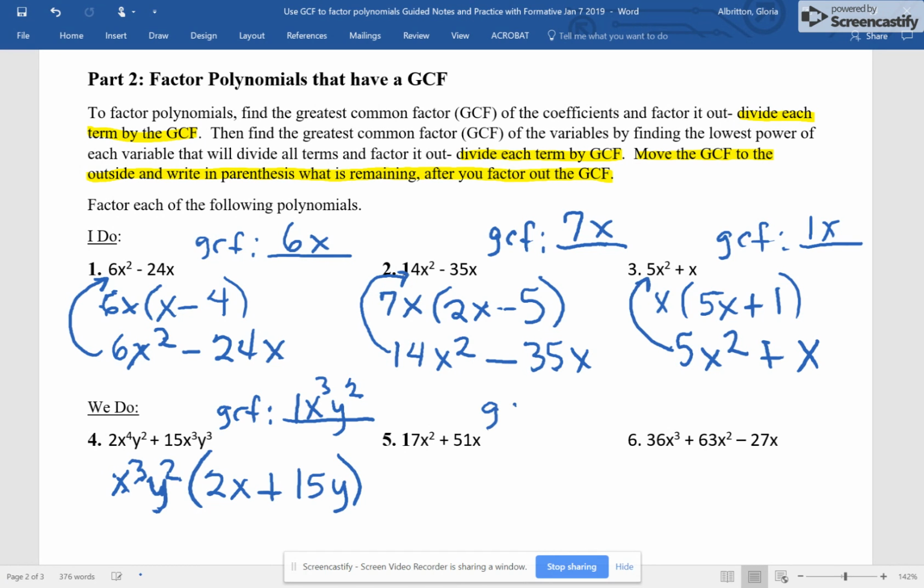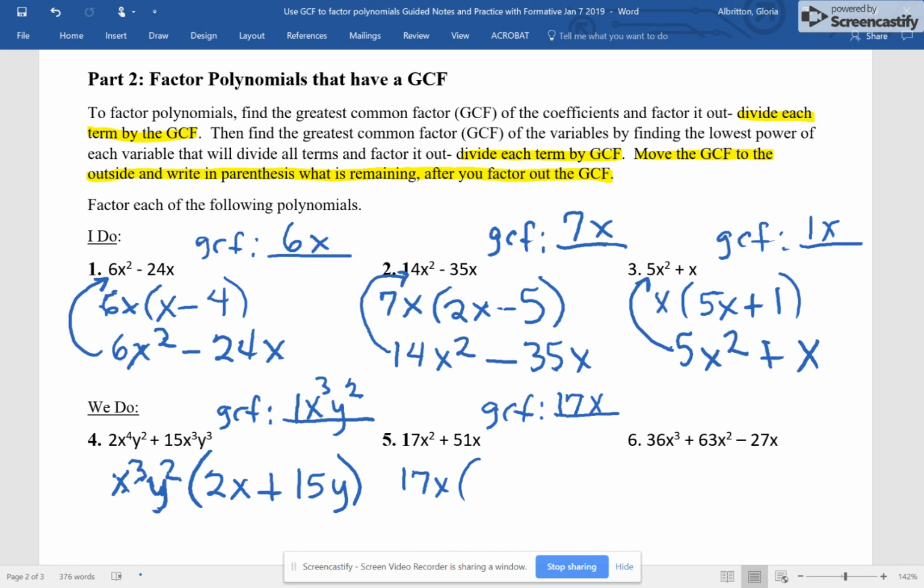Let's get this one. The GCF. Let's look at the numbers first, 17 and 51. And even though 17 is a prime number, it is a factor of 51 because 3 times 17 is 51. That means they have a 17 in common. And then x squared and x, all they have in common is an x. That means the GCF is 17x. It comes out front. And then I see what's left.